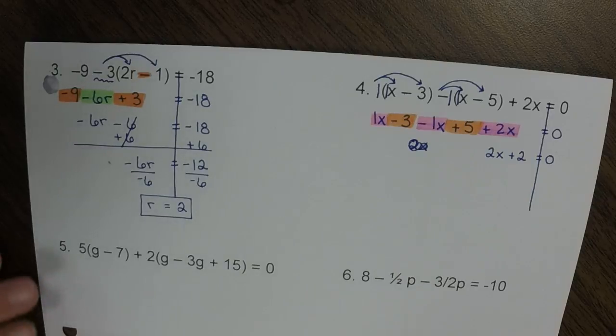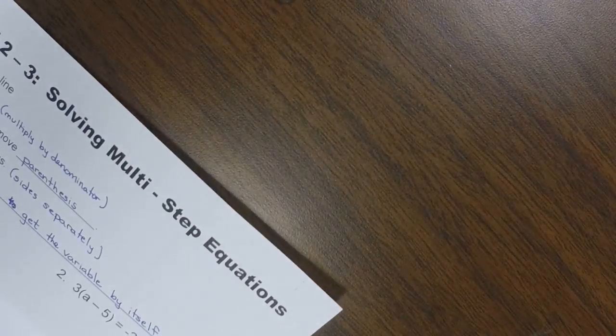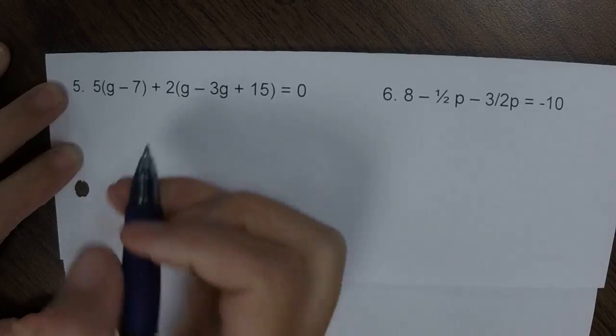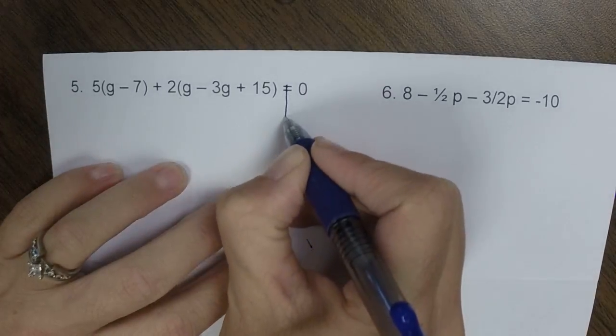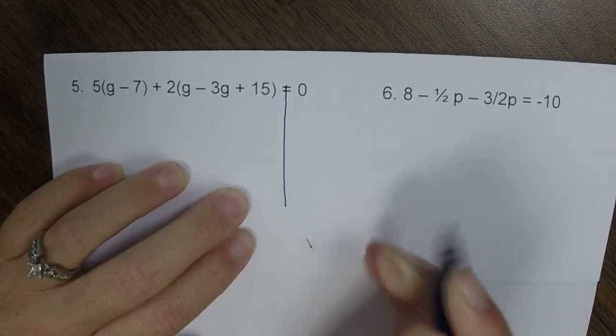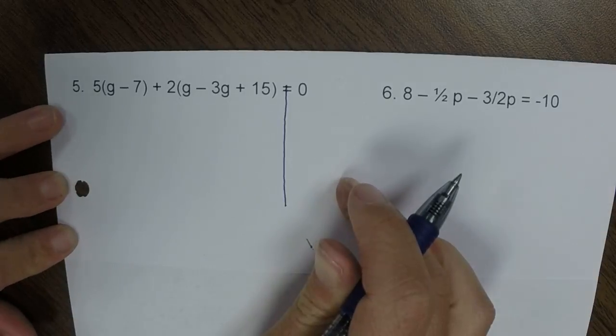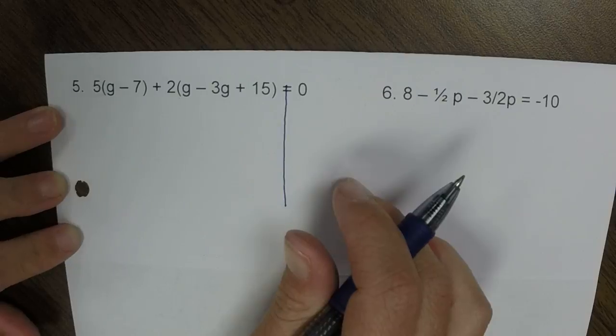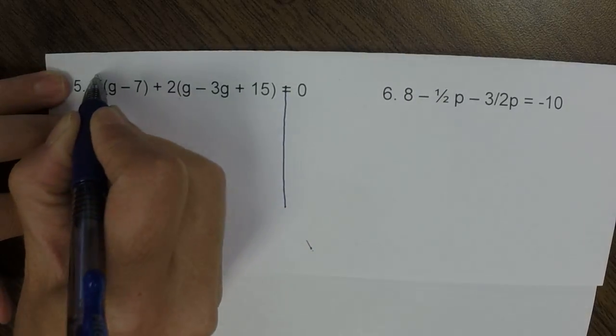Good. So let's look at 5 and 6. 5 and 6, I'm going to do much the same way. I'm going to try to get them kind of set up for you. And then once they're set up, I'm going to have you solve them on your own. So we go ahead and draw the line. Once I draw the line, I'm supposed to do fractions first. I don't have any. Then I'm supposed to distribute to get rid of parentheses.